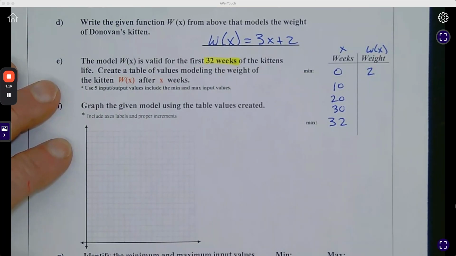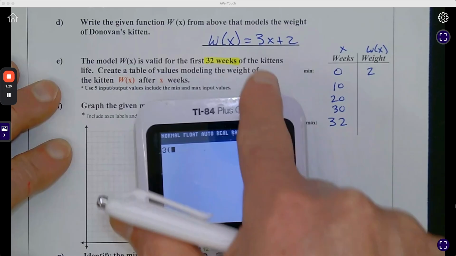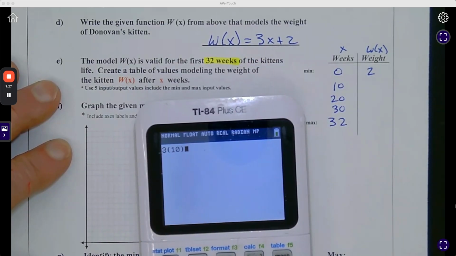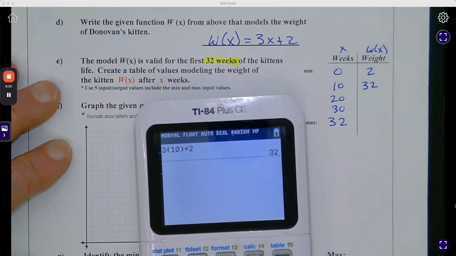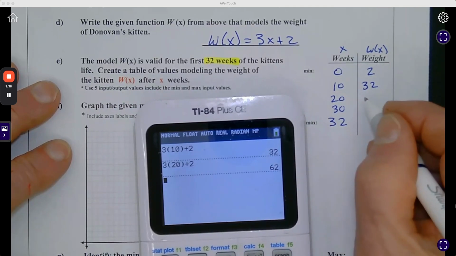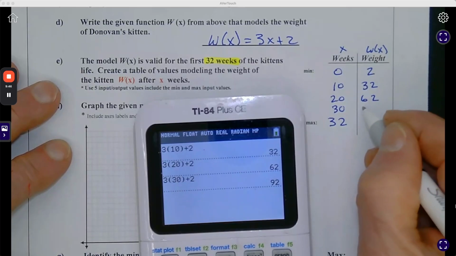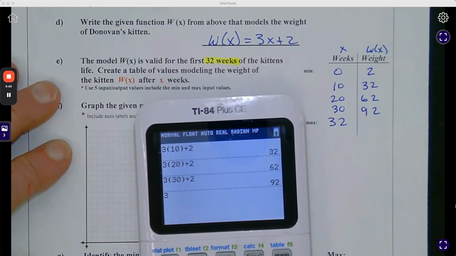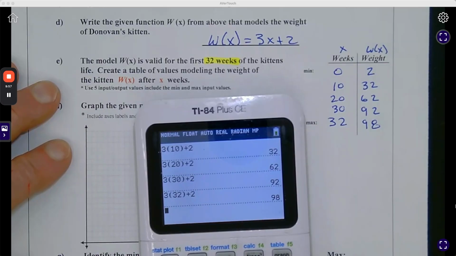All right, I'm going to put these values in one at a time. So now, remember, x is number of weeks, so 3 times 10 plus 2. Fluffy was 32 ounces. Now I'm going to put in 20. 3 times 20 plus 2. Man, Fluffy's gaining weight quick. I think they're overfeeding that kitten. 3 times 30 plus 2. Woo! Fat cat. Now the last one is 3 times 32 plus 2. And we will never go past that in this model. 98.